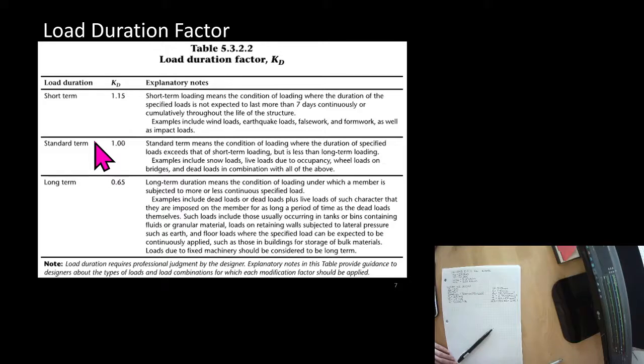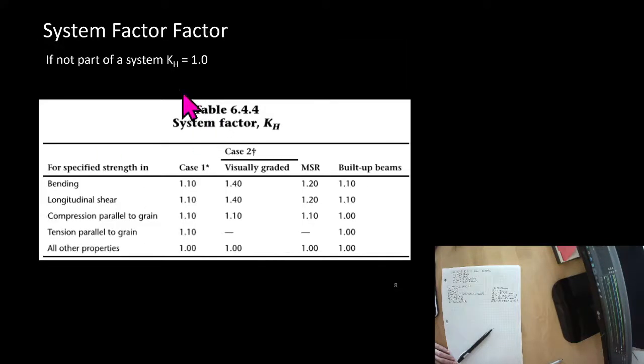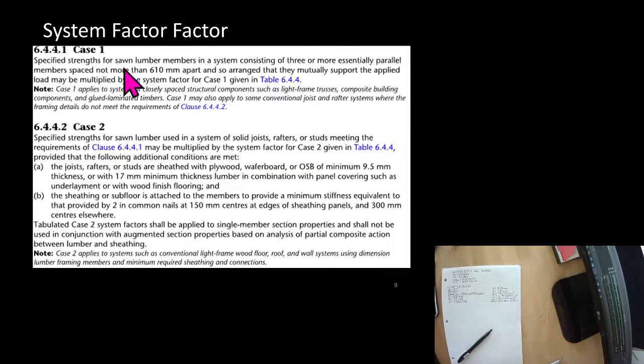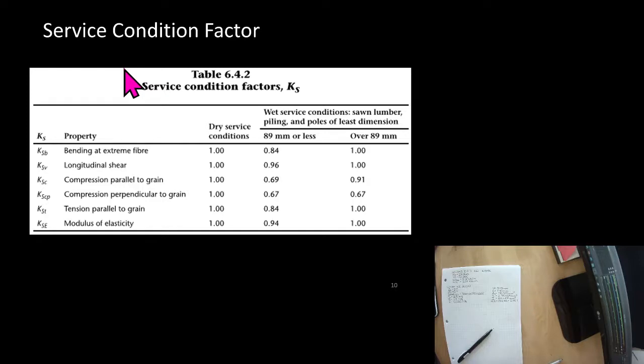Well, there's nothing saying it's anything but standard term load duration factor, so 1. It doesn't say that it's a joist or a stud, which is our first hint that it could not be part of a system, which means our KH is going to be 1. Service condition: this is outside. Dry, they're all one, but a wet surface condition, for something with 89 millimeters or less, well, we're not. Our smallest dimension is 140. So with the smallest dimension over 89, bending is one, shear is one, and modulus of elasticity is one. So even though it's outside, this thing is big enough that they don't think it would lose any strength by being wet. It would just be so robust that we're not going to have that problem.